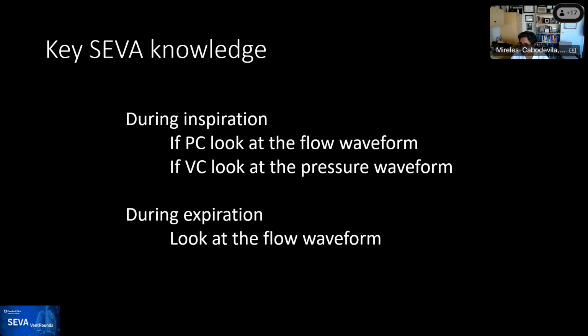Roberto, any thoughts? No, that's a very basic rule of thumb. Very basic rule of thumb that sometimes we forget, and we fall on our biases of looking at some other place. So I would just remind you of that. This should be a t-shirt, a SEVA t-shirt to say, look at the flow, baby. All right.